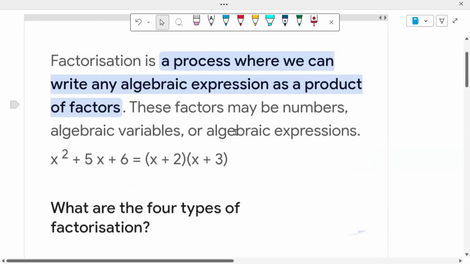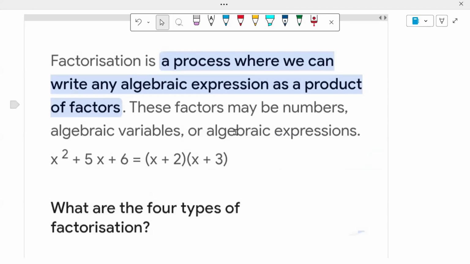Today on Math Sparks, the topic is factorization. Factorization is a process where we can write an algebraic expression as a product of factors. These factors may be numbers, algebraic variables, or algebraic expressions.